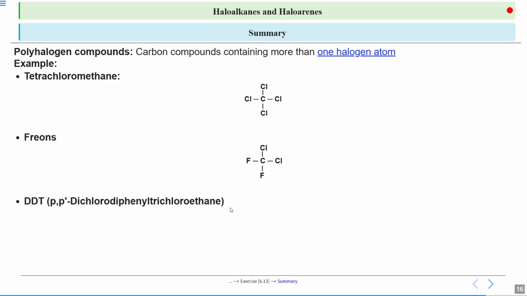dichlorodiphenyltrichloroethane. The DDT structure has a carbon bonded to two chlorobenzene rings, and this carbon is also bonded to CCl3. So the DDT structure contains five chlorine atoms, and it is a polyhalogen compound. We have seen its uses, its health impacts and also environmental impacts. We have also seen the preparation of DDT from chlorobenzene and chloral.